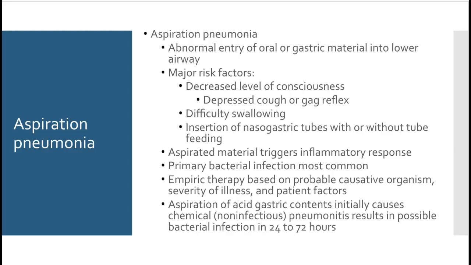Major risk factors are decreased level of consciousness or a depressed cough or gag reflex, difficulty swallowing, insertion of nasogastric tubes with or without tube feeding. Aspiration of material triggers that inflammatory response. And then primary bacterial infection is the most common. Empiric therapy is based on probable causative organism, the severity of the illness, and patient factors. And then aspiration of acid contents initially causes a chemical or non-infectious pneumonitis, which then results in a possible bacterial infection in 24 to 48 hours.